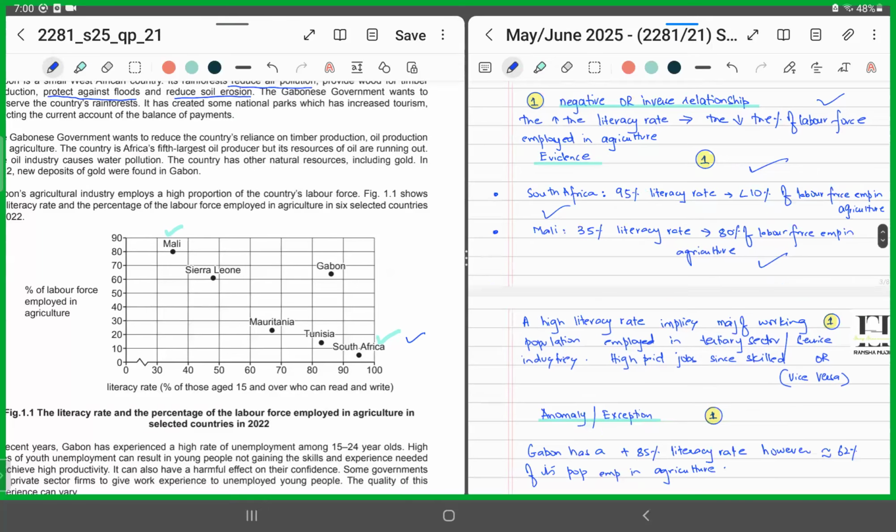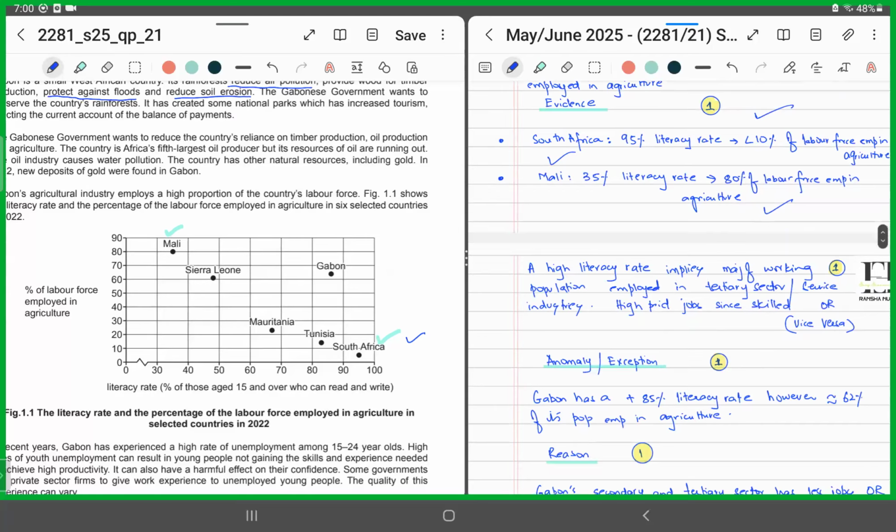Now, the 3rd mark would be awarded. How? You say a higher literacy rate. Now you will give why is this so. Why? Because a high literacy rate implies that majority of the working population is employed in the tertiary sector or in the services industries. They are higher paid jobs since the labor force is more skilled, or you could say in agriculture, the jobs are less paid because it requires unskilled jobs, or requires less skilled jobs, right? You mentioned this, 3 marks.